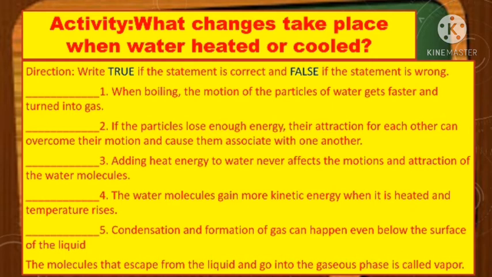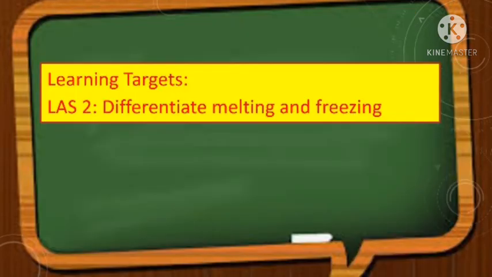Are you done? Very good. You are done with the learning activity sheet number 1. Let us proceed to the learning activity sheet number 2 with a learning target of differentiate melting and freezing. Are you ready? Very good.